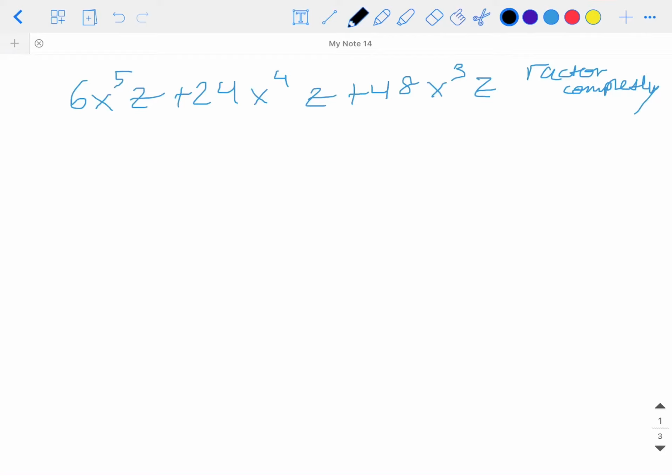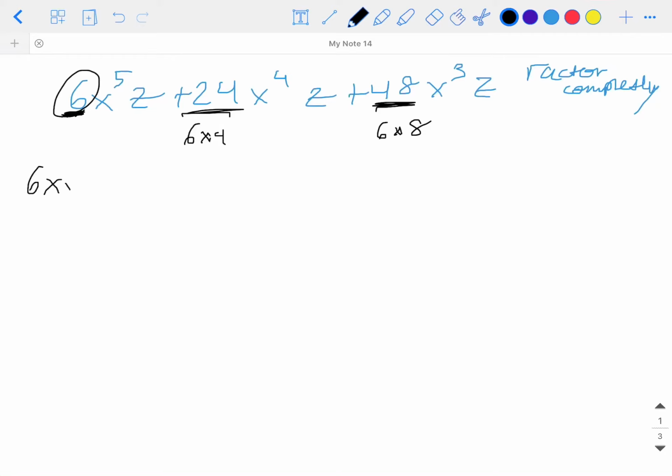So I'm going to lay out the terms. It seems like by looking at the numbers 6, 24, and 48, 6 seems to be a multiple that can multiply to 24. So 24 is the same thing as 6 times 4. 48 is the same thing as 6 times 8. So we can keep that in mind when we're expanding on the factors.